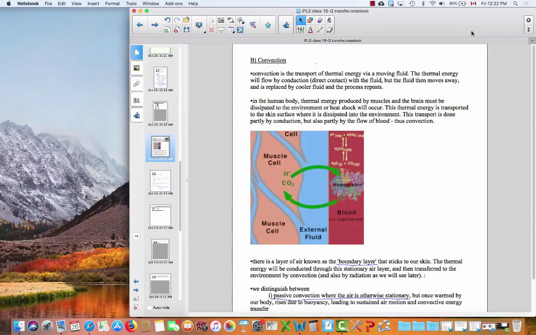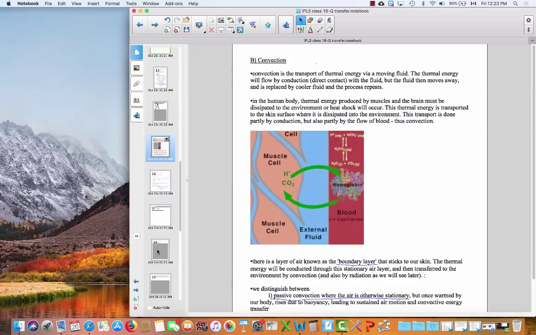Convection occurs when thermal energy is transported by a fluid, say moving air or a moving liquid. An example would be in the human body. When our muscles do work, they generate thermal energy. That thermal energy is conducted from the muscles into the bloodstream, warming up the blood a little bit, and the blood then transports that thermal energy around the body. That's a convective transport. Now, that blood would, for instance, transfer the thermal energy to the skin surface, where it could then be dissipated to the environment.